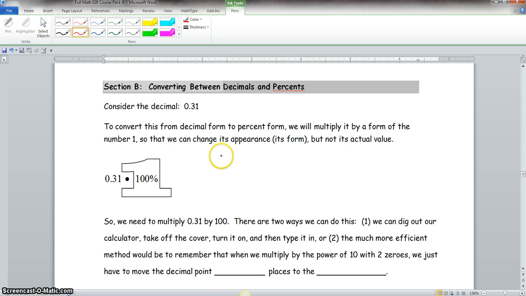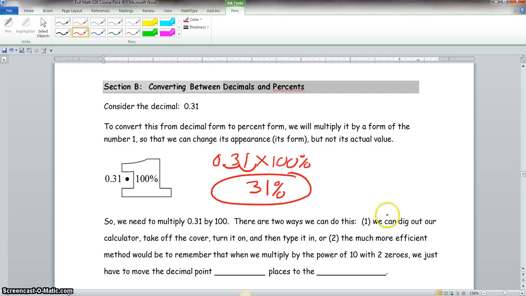But watch what happens here. If we take 0.31 times 100. Now I'm not going to write the percent sign right now because we already see it. According to what we learned in the decimal chapter, when we multiply this by 100, we just move the decimal 2 places to the right. So that'll be 31. And since we know this really had a percent behind it, it'll be 31%. And that's it. So we need to multiply 0.31 by 100, which we did.